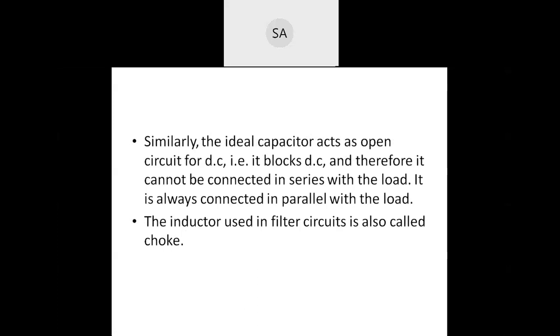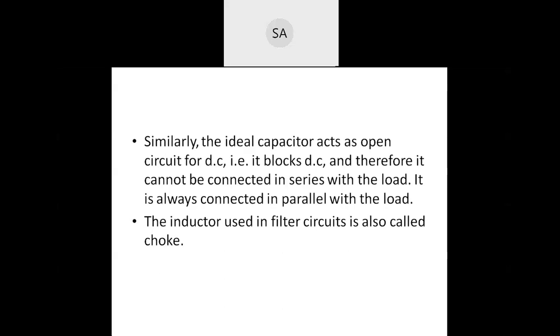Similarly, the ideal capacitor acts as an open circuit for DC. So it blocks the DC and therefore it cannot be connected in series with the load. It is always connected in parallel with the load. The capacitor is always acting as an open circuit for DC, whereas the inductor is always acting as a short circuit for DC.